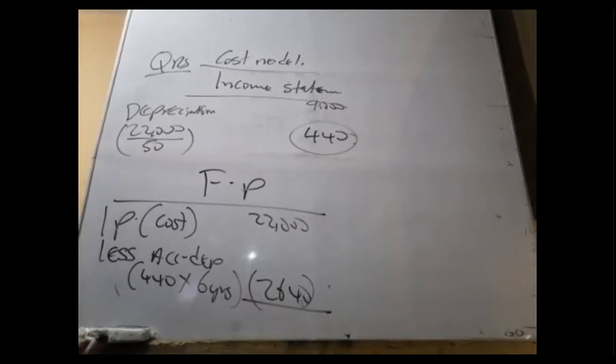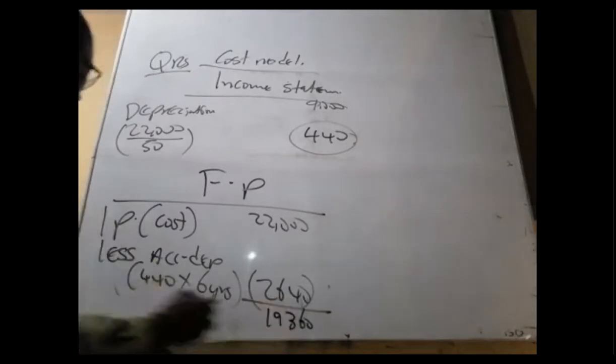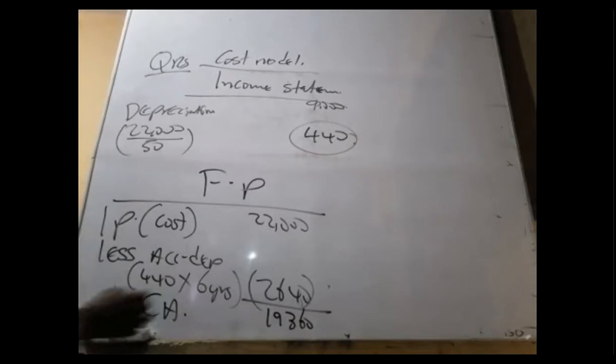Then what do you get for the carrying amount? So let's see, 22,000 minus 2,640 is 19,360. So the carrying amount should be 19,360. That is the carrying amount. We are done. This is the cost model. Now let's quickly go to the revaluation model. That's where my interest is.